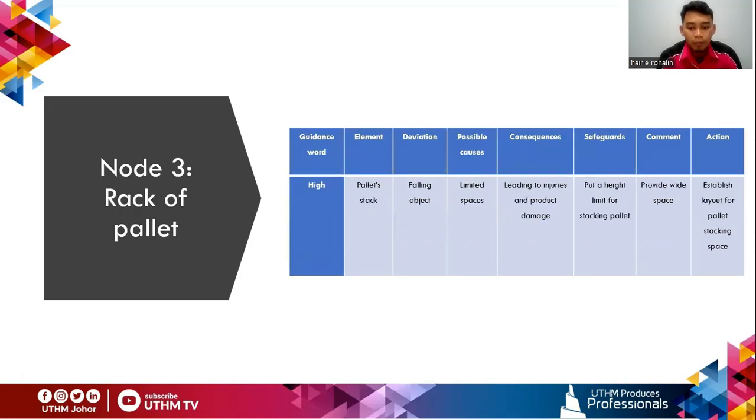Note 3, rack of pallet. For this element, high pallet stack, the deviation is falling object and the possible cause is limited space for the pallet. The consequence is injuries and product damage. The action is to establish a layout for the pallet stacking space, where we can provide a larger space for the pallet stack.